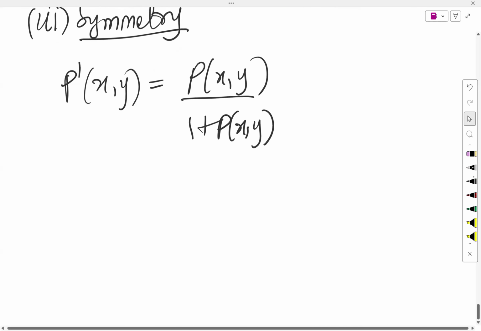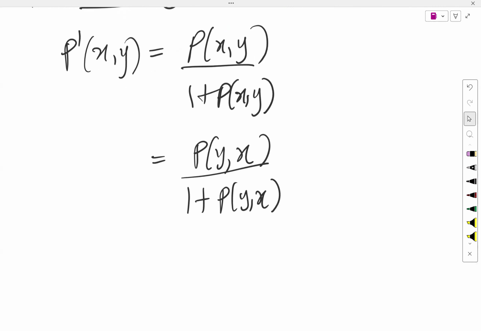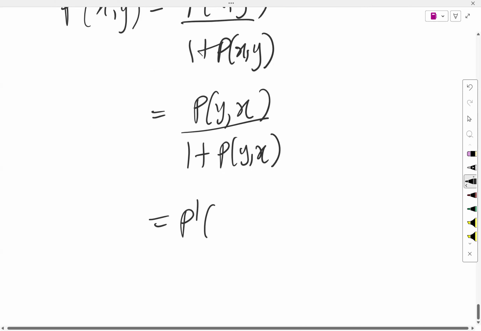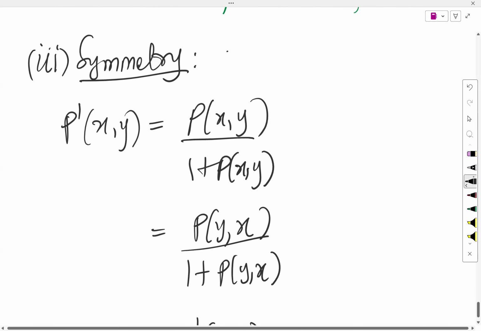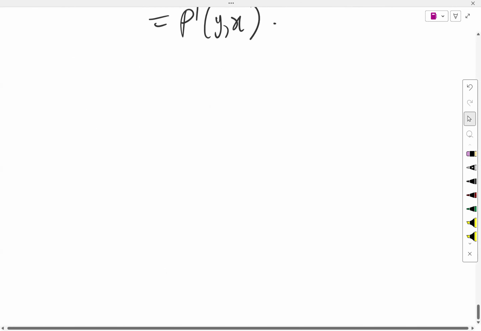But, this is the same thing as P of y comma x. At least that is true for P because we already know P is a metric and it will obey that law. Then that means we also have 1 plus P of y comma x. So if that is the case, then we can say this is still P prime of y comma x. So, of course, the whole idea of symmetry is that P prime of x comma y is equal to P prime of y comma x for all x and y belonging to the real number line.